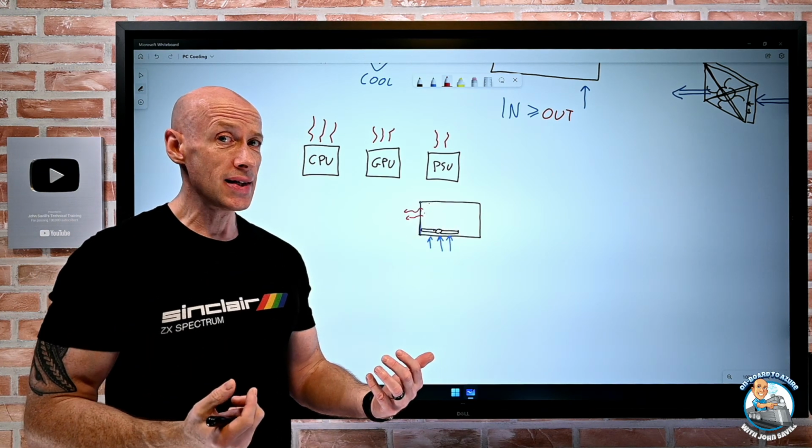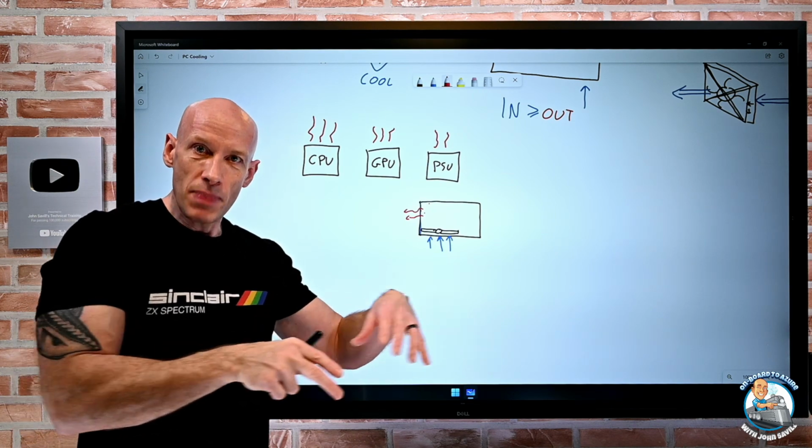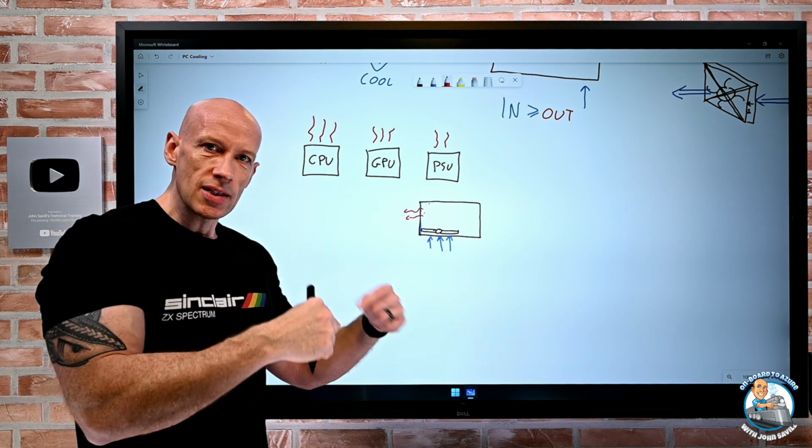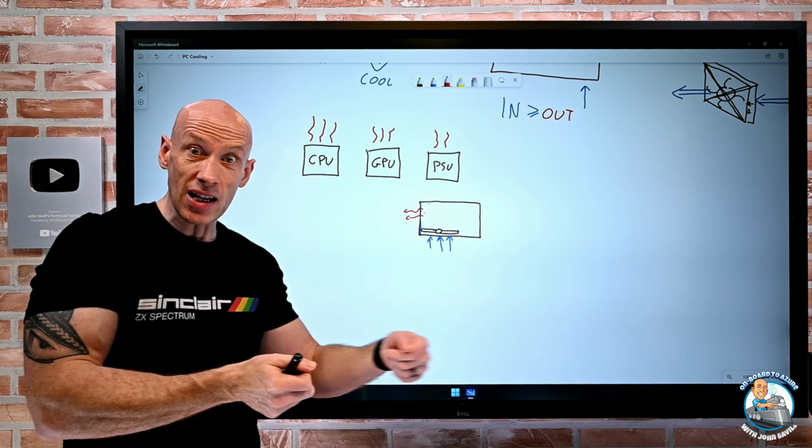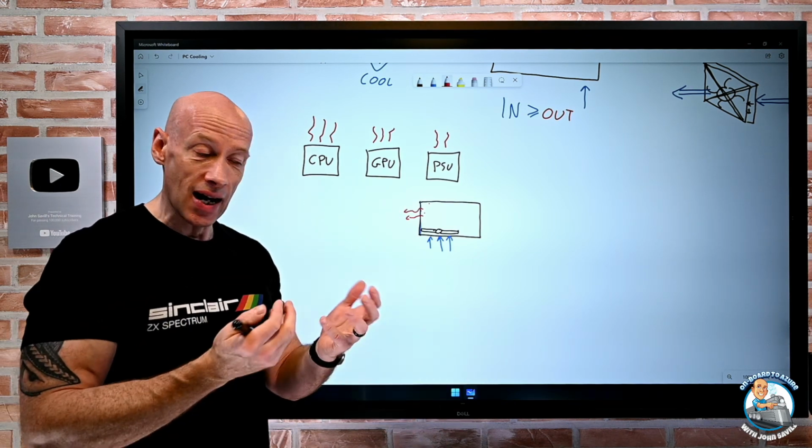Most of the time in your case, the PSU goes at the bottom, and there'll actually be a vent at the bottom, which is where it's designed to have the fan pointing down. There'll also be a dust guard, because it's sucking air in, and I don't want to suck the dust in as well.